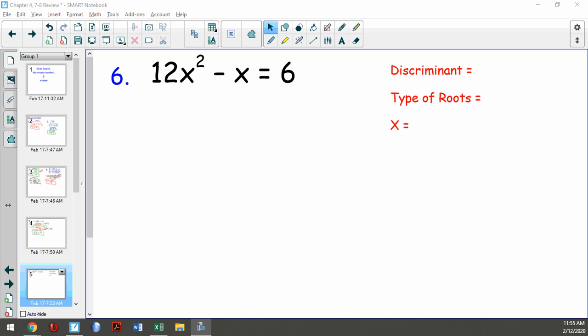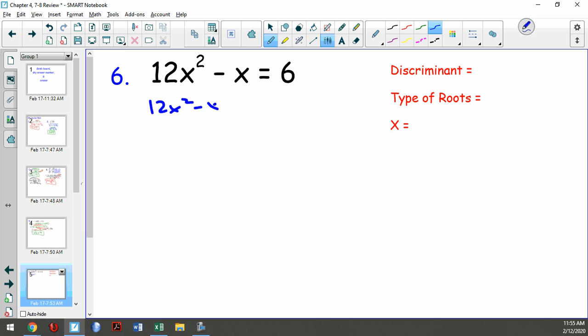Okay, guys, here we go. First things first, we're going to bring this 6 over. So that's 12x squared minus x minus 6 is equal to 0. What's the next thing we need to do? What is A, B, and C?